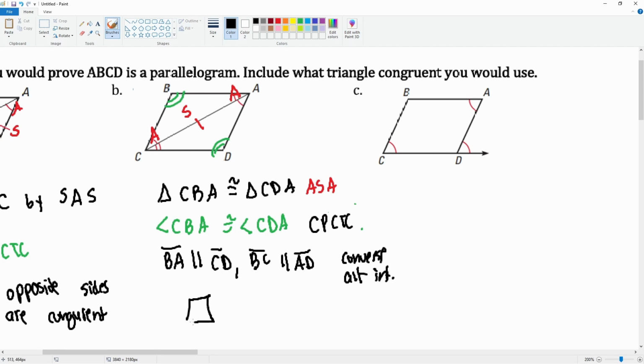Then here I can get parallelogram by using the definition because I have the parallel parts here. Look, parallel, parallel, parallel, parallel. This is parallel to that.